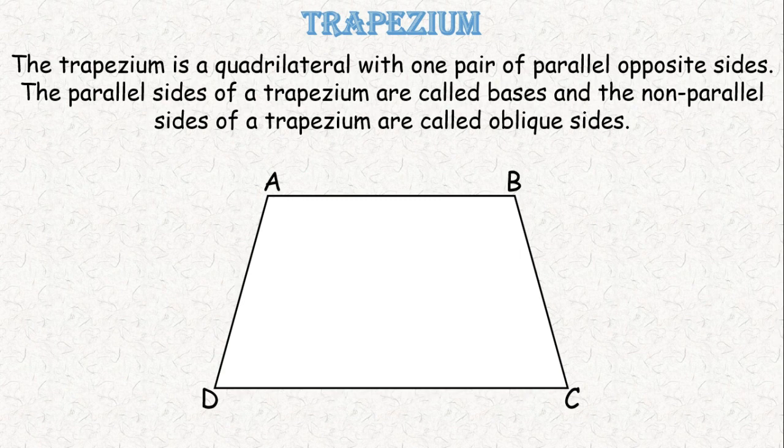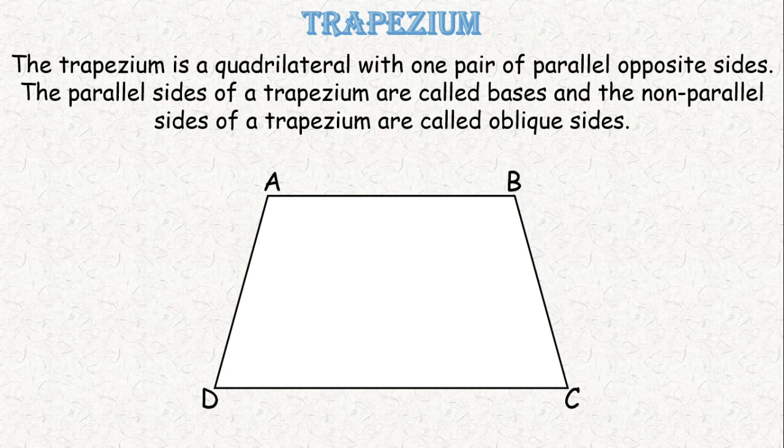This trapezium has one pair of parallel opposite sides. As you can see, AB and DC are opposite and parallel to each other. If we extend those lines AB and DC, they never meet at any point. So they are parallel and also opposite sides. So trapezium has one pair of parallel and opposite sides, and the parallel sides of trapezium are called bases.